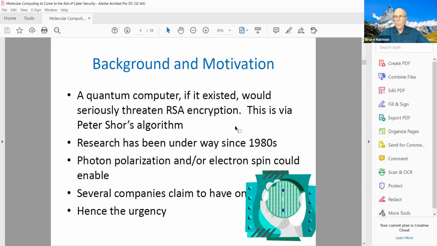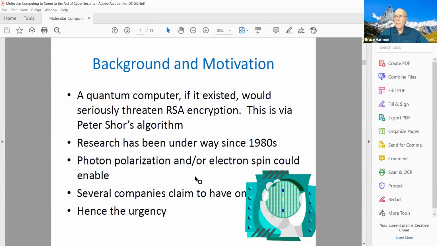Research has been underway in a quantum computer since the 1980s. And at this point, many people believe that there are mechanisms to realize it. And some of them involve quantum mechanical properties themselves, which is entirely consistent with how Richard Feynman originally proposed that such a thing might exist. So photon polarization and electron spin, for example, would be properties that exhibit the principal characteristics of quantum mechanics that would be relevant to a quantum computer.